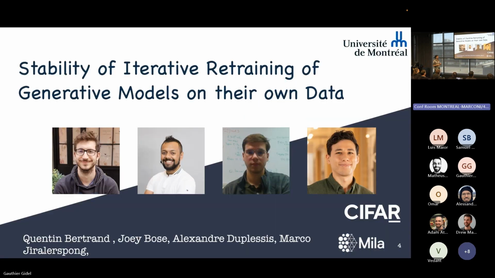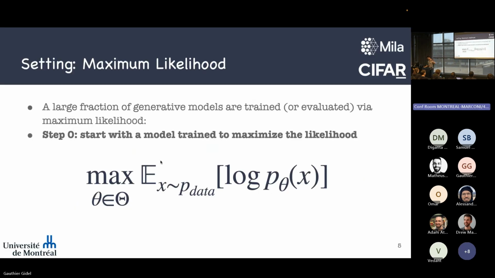So yeah, that's kind of the starting idea for this work that has been accepted at ICLR. Congrats, Quentin, for leading this work. And yeah, it's joint work with Joey, Alexandre, who was doing an internship at the time, and Marco, who is here.